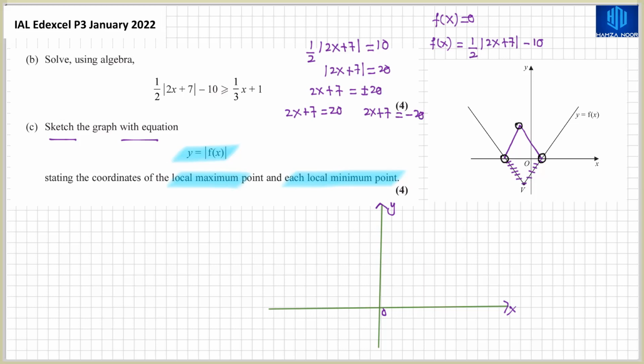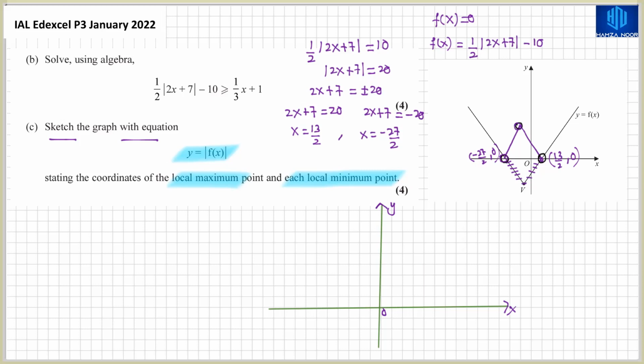So x is equal to 20 minus 7 completely over 2, so x is equal to 13 over 2, and x is equal to minus 20 minus 7 completely over 2, so x is equal to minus 27 over 2. Therefore this coordinate is minus 27 over 2 comma 0, and this coordinate is 13 over 2 comma 0. These are the local minimum points. Now we want to find the local maximum point as well.